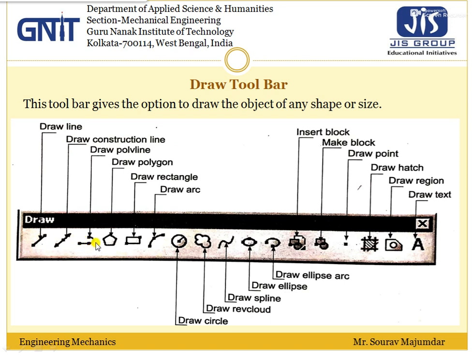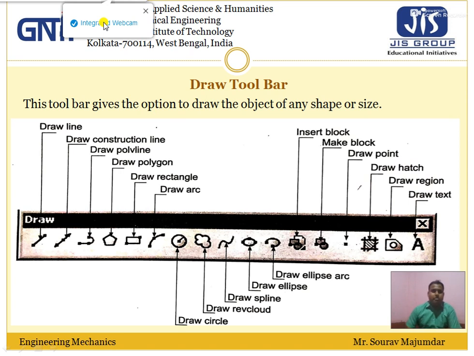Next, this is the polyline, then polygon, then rectangle, then this is the arc. This is the circle, this is the revcloud, this is spline. This is ellipse, this is the ellipse arc, this is the block. This is insert block, this is make block, and then this is draw point, then hatch, this is region, and this is text. So all these commands are there in the draw toolbar.